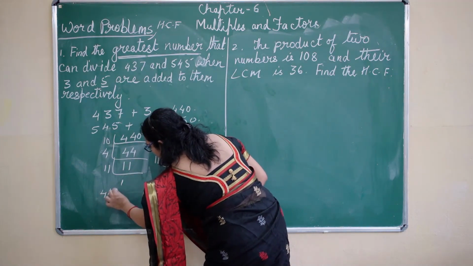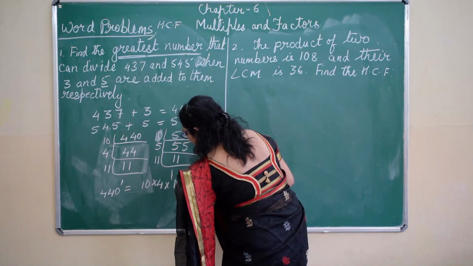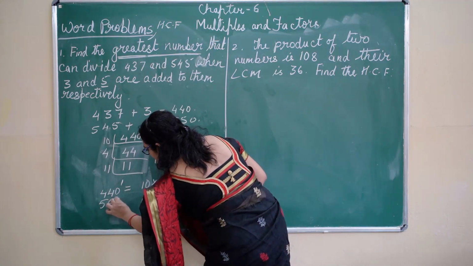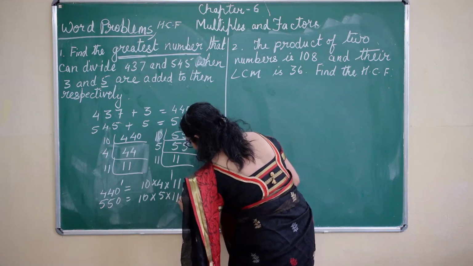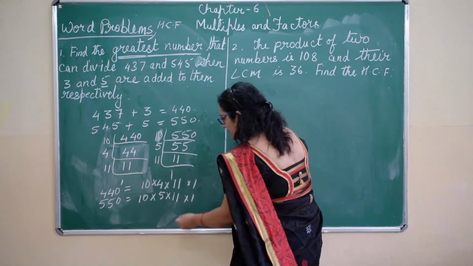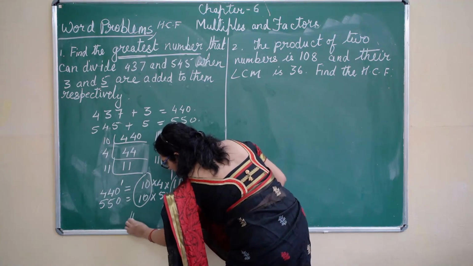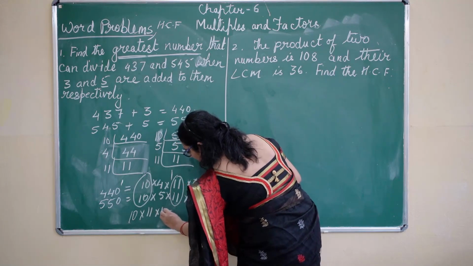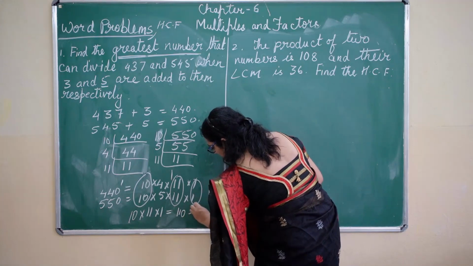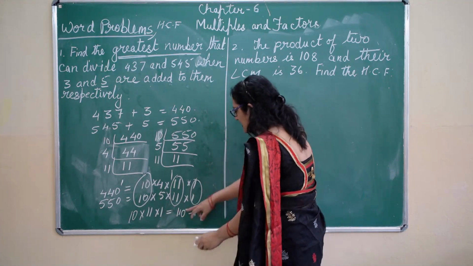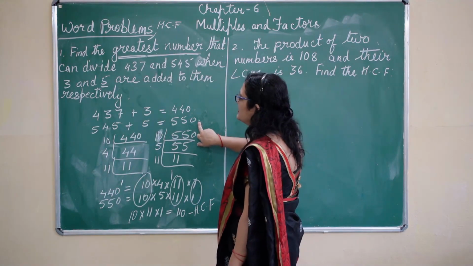Okay. So now what will we write? 440 is equal to 10 multiplied by 4 multiplied by 11. And for 550, 10 multiplied by 5 multiplied by 11. Now what will we take? The common. 10, 11 and 1 are common. So 10 multiplied by 11 multiplied by 1. 10 11s are 110 into 1. So that is your HCF. This 110 divides 440 and 550 exactly.